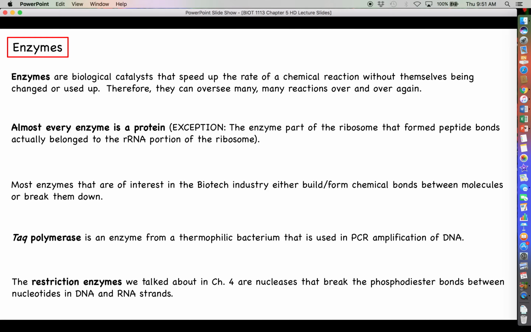We've already talked about restriction enzymes back in chapter 4. These are what are called nucleases, enzymes that break the phosphodiester bonds that attach nucleotides together in DNA and RNA molecules. So we can use restriction enzymes to break DNA down and produce smaller fragments from a bigger piece of DNA or RNA.